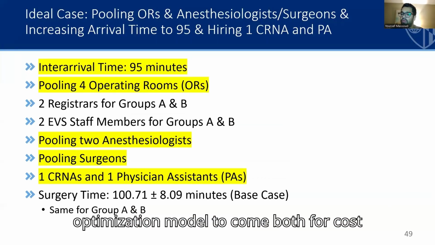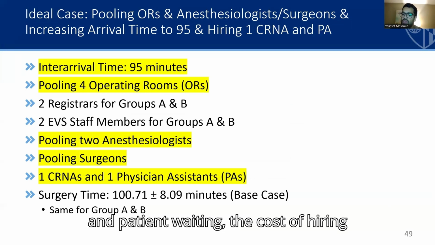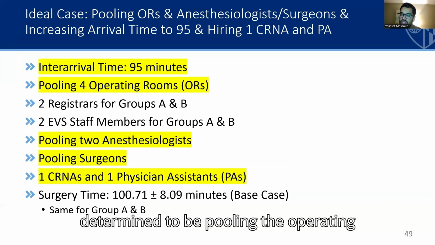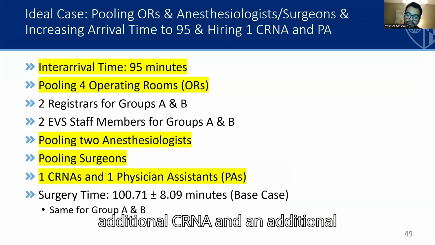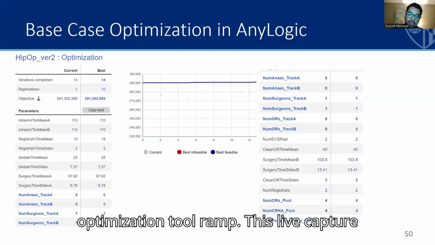After running the optimization model to account for both the cost of patient waiting and the cost of hiring additional staff, the optimal solution was determined to be pooling the operating rooms, anesthesiologists, and surgeons, increasing the arrival time to 95 minutes, and hiring an additional CRNA and an additional physician assistant. Here is the optimization tool run in AnyLogic.